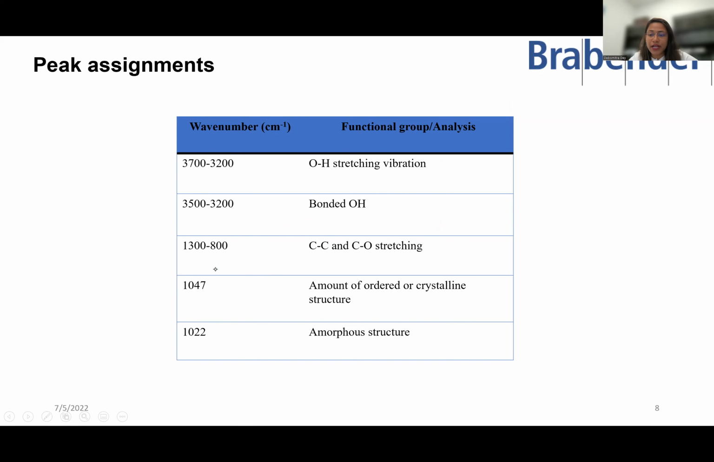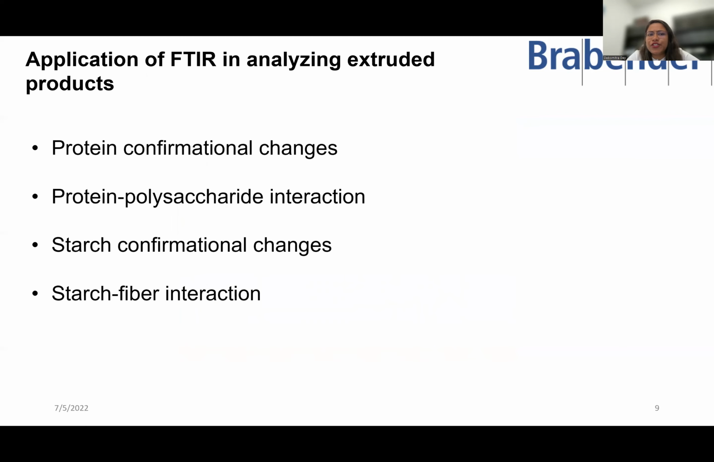For example, the region at 1047 wave number signifies the amount of order of crystalline structure. So it is very obvious that for an extruded product, this would be low. But again, the 1022 wave number region, the amorphous structure, would definitely be higher in an extruded product versus a raw material, because of course there you have more crystalline structure as compared to the amorphous structure. So what are the potential applications of FTIR in analyzing extruded products?